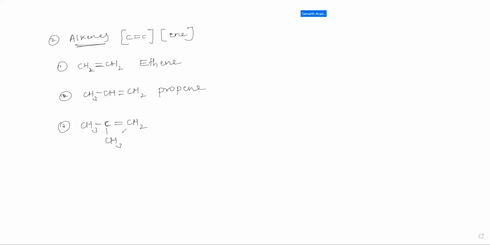In this case, you have to select the longest carbon chain. But numbering you have to start with the double bond carbon only, because that is a functional group. 1, 2, 3. This comes under prefix. So 2-methyl, 2-methyl, prop, 3 carbon atoms present, prop, and ene.